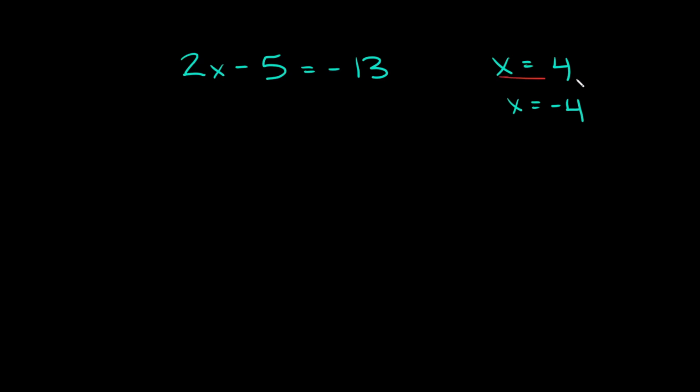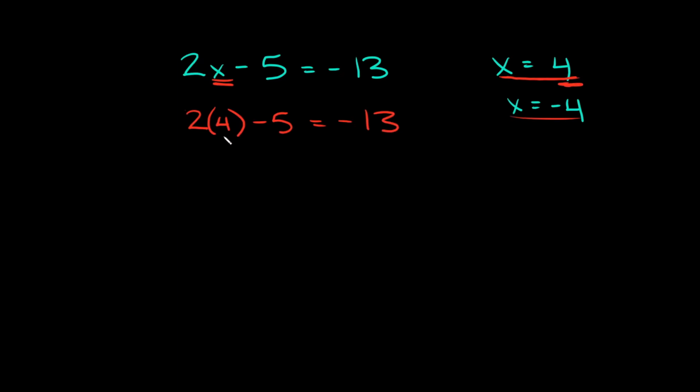Well, we're going to plug in these x's right here for x, and we're going to see if one of them makes the equation true. So let's start with this first one right here, x is equal to 4. I'm going to plug in a 4 for x right here. So instead of 2 times x, I'm going to have 2 times 4. Then I'll bring down the rest of my equation right here. So I have minus 5 is equal to negative 13.